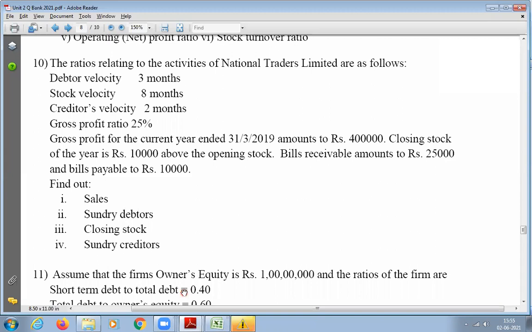The velocity is given here. Creditors velocity given to us is nothing but the creditors payment period. So creditors payment period is 2 months. You apply the formula and then you calculate the CTR. What is CTR? Creditors turnover ratio. We have not used it till now. Then you substitute the CTR you calculate using velocity, and then you will get the creditors. Let us do that now.